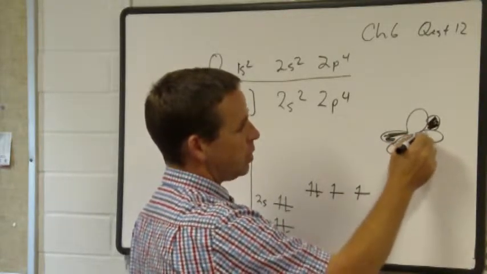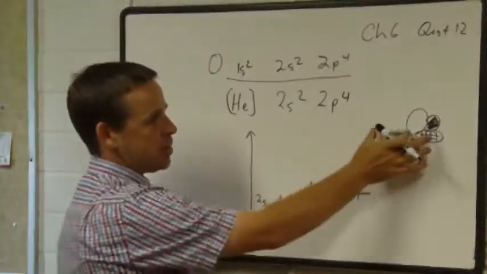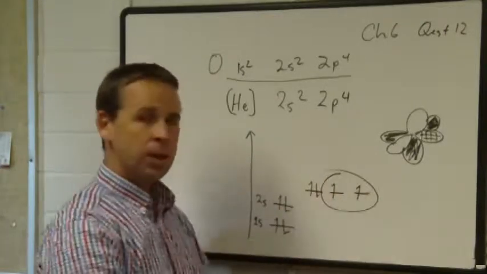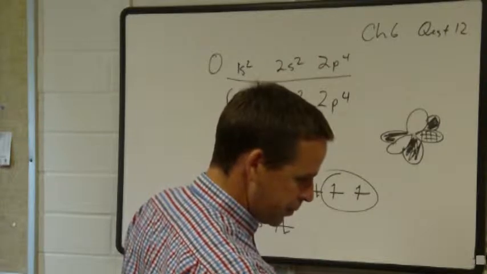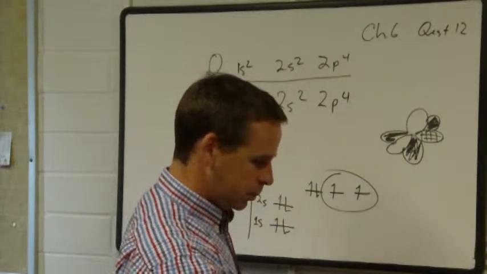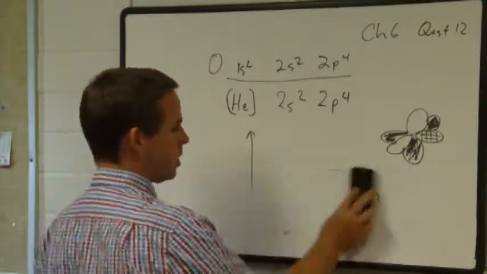The 4th one has to go into an orbital that already has an electron. All right. So this is a paired orbital. These ones are unpaired. So how many unpaired electrons does oxygen have? It has 2 unpaired electrons. All right. So based on the structure, this is Give It Some Thought 6.11.